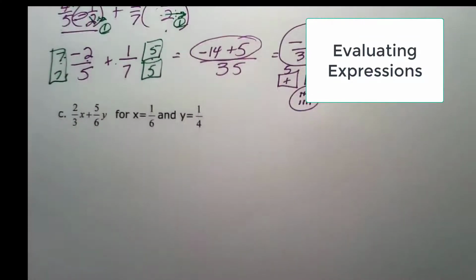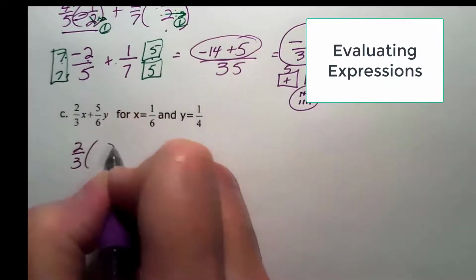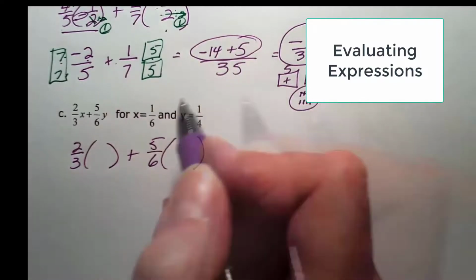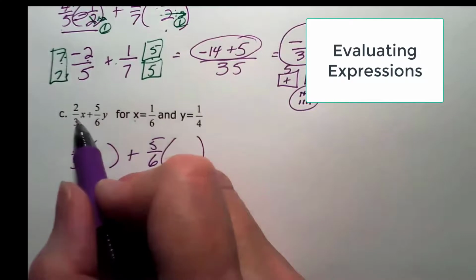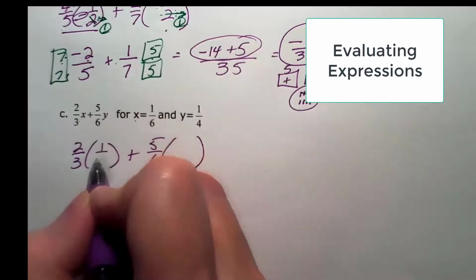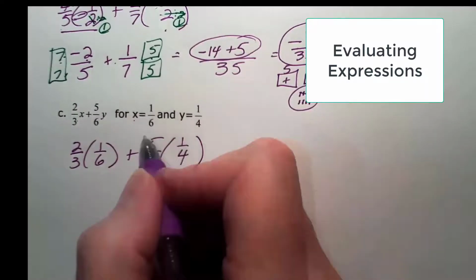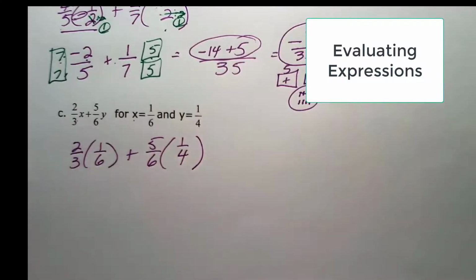One more. I have 2/3 times x plus 5/6 times y. And be careful, sometimes they don't go in order, like they would have put the y first and then the x, so be really careful. So x is 1/6, y is 1/4. It looks like there's no signs to mess with here, so I was just double checking because that seemed odd.